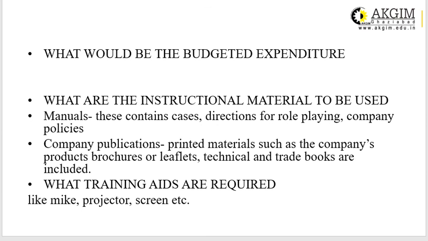So, what are the instructional material to be used? The instructional material can be in the form of manuals, which will be containing the cases, the directions for the role playing, the company policies. It can be also in the form of company publications, where printed materials such as the company's product brochures or leaflets or technical and trade books can be included and the salespeople can go through it.